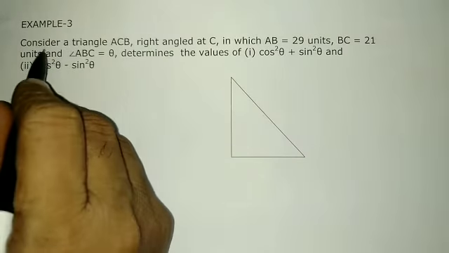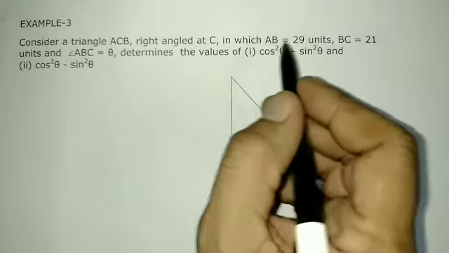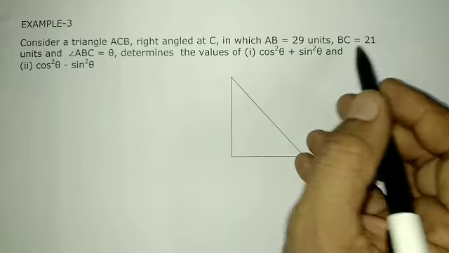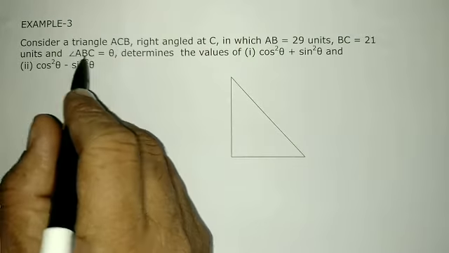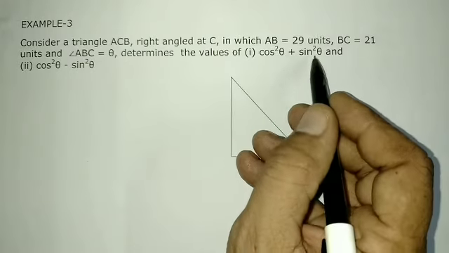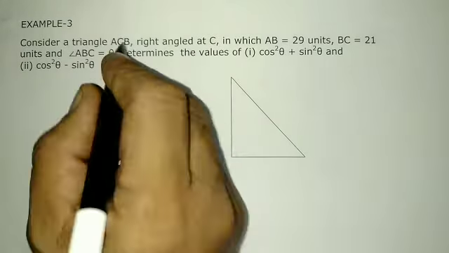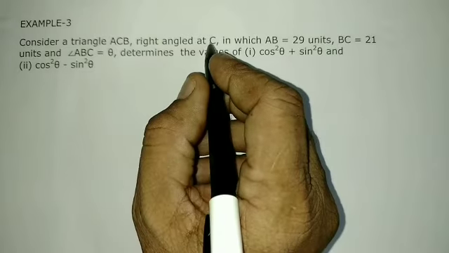Example 3. Consider a triangle ACB, right angled at C, in which AB equal to 29 units, BC equal to 21 units, and angle ABC equal to theta. Determine the values of cos square theta plus sin square theta and cos square theta minus sin square theta. Given triangle ACB with right angle at C.